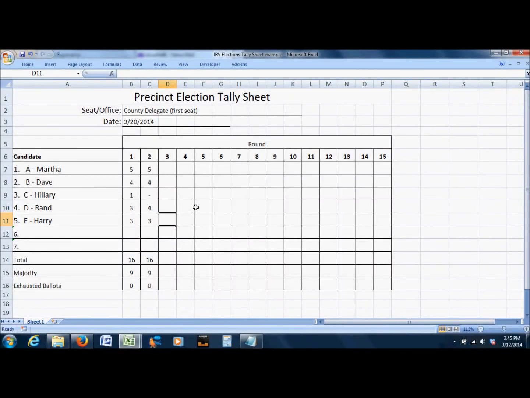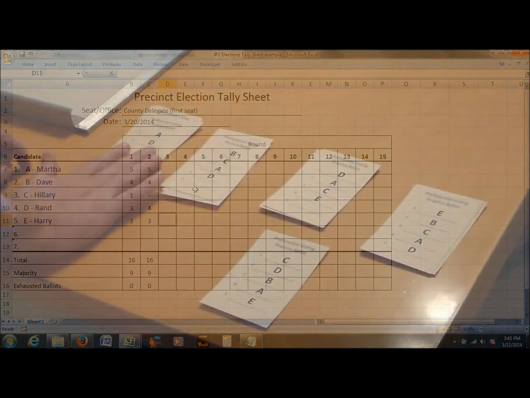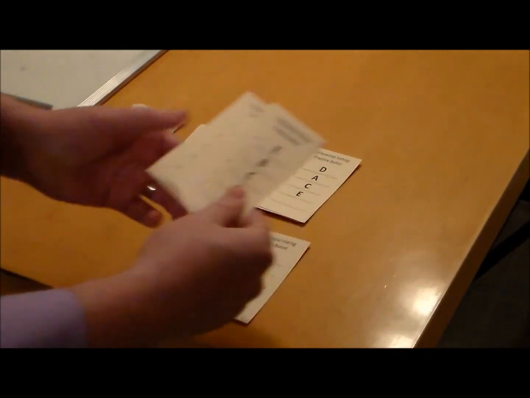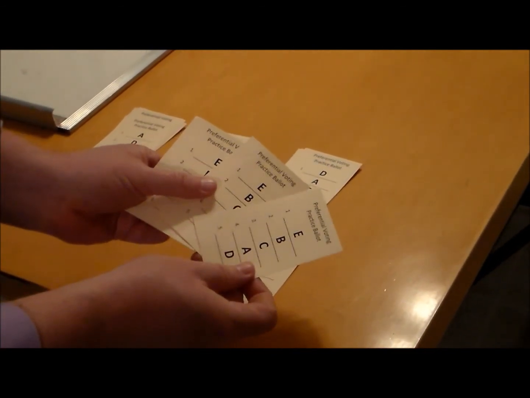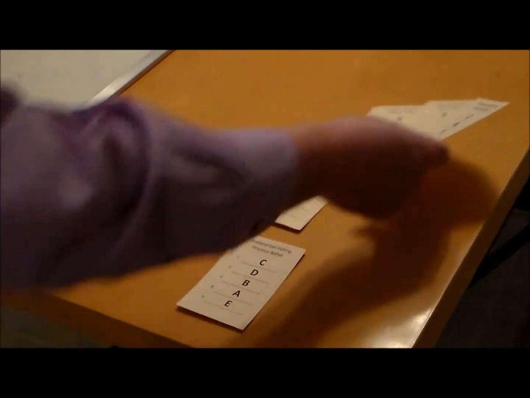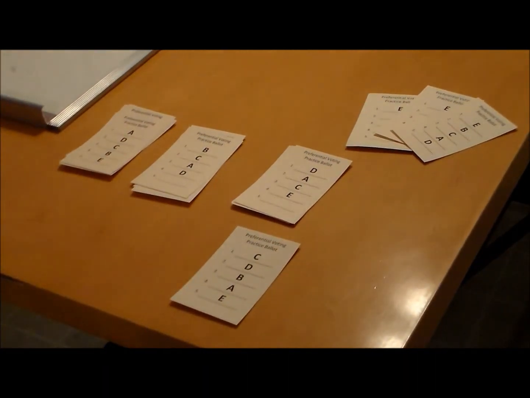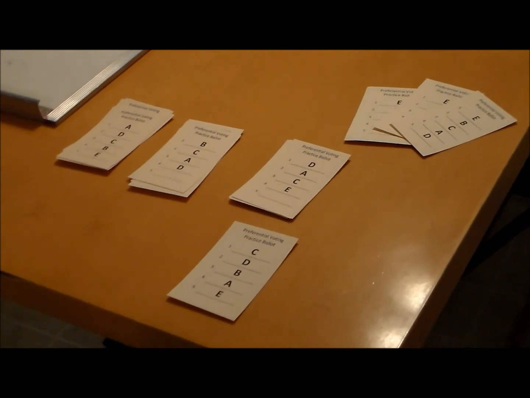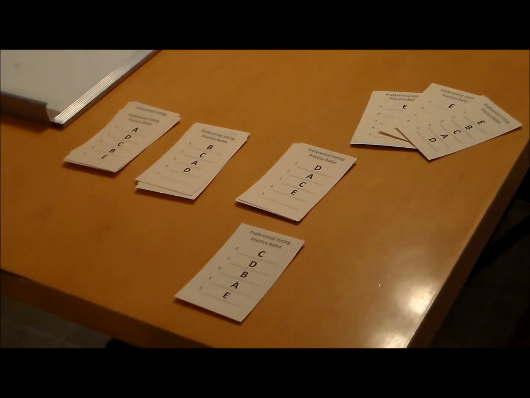After the second round, we stop and record our results again. Still don't have a majority, so we move on to round 3. Obviously the lowest candidate is candidate E, who only has 3. You just do the same process. You eliminate the candidate with only 3, because we still don't have any winner who has achieved the 9 votes.